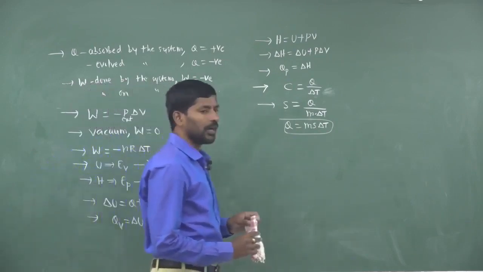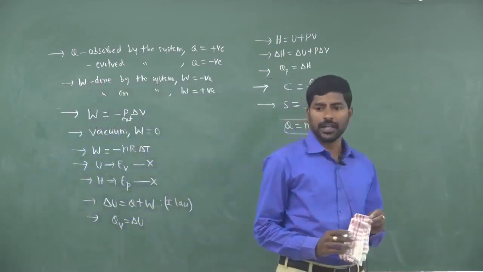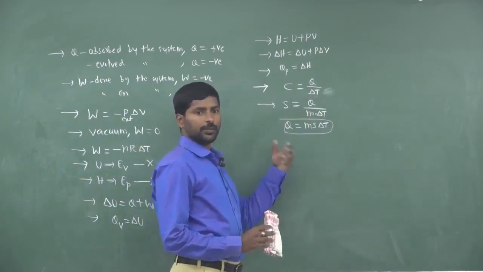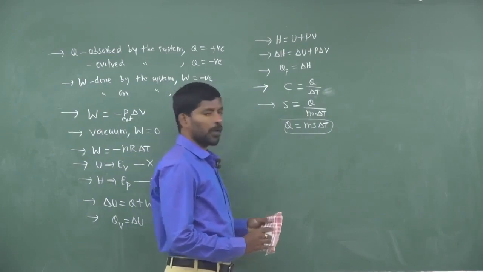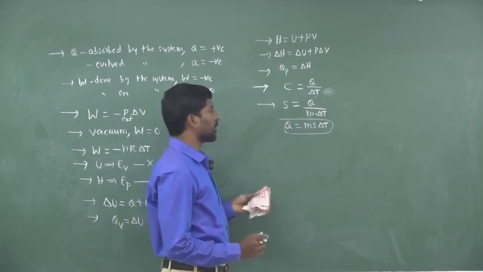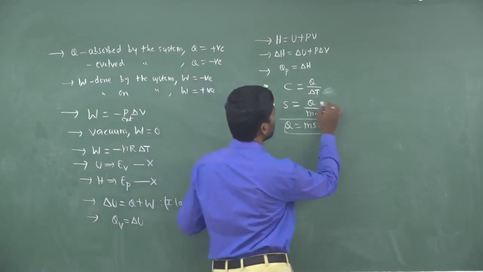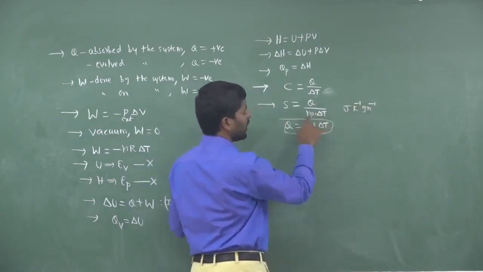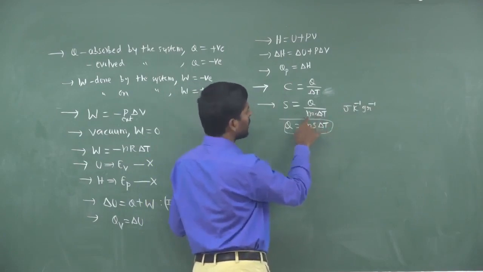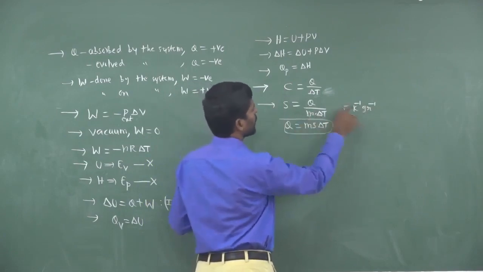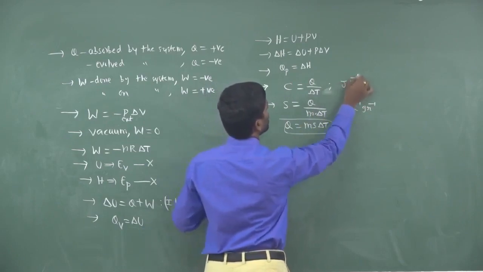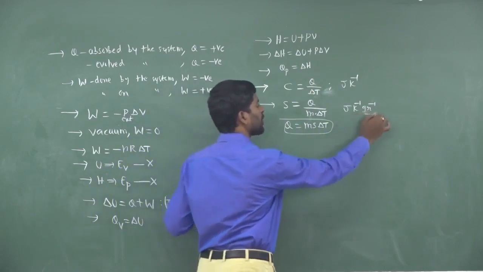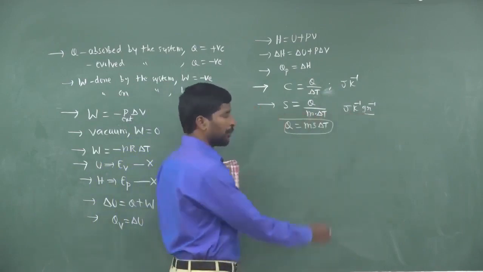What is the specific heat of water? 1 calorie per Kelvin per gram, or 4.18 joules per Kelvin per gram. The unit is joules per Kelvin per gram. Here Q unit is joule in SI units, temperature is in Kelvin, and M is in gram. As we are expressing per gram, this is an intensive property.